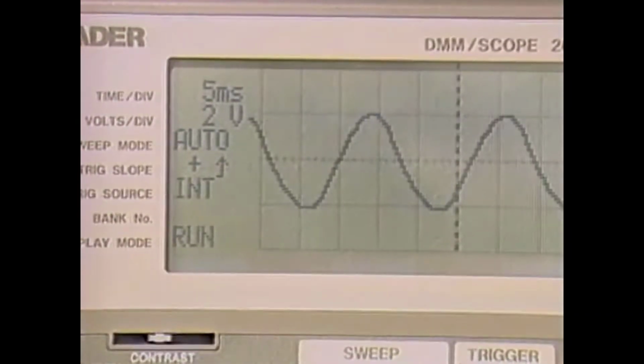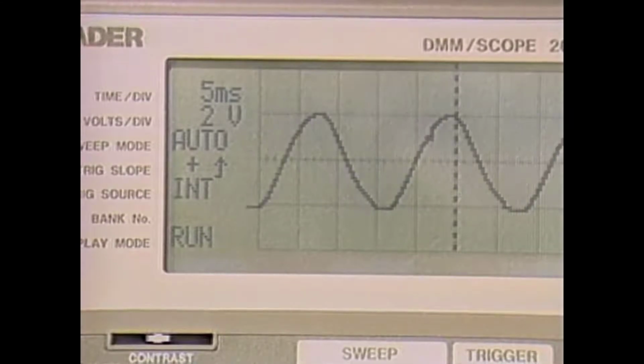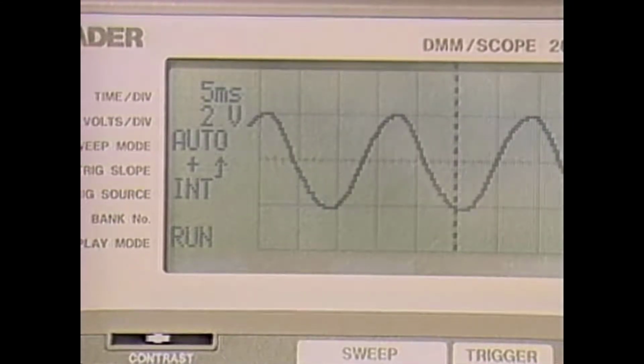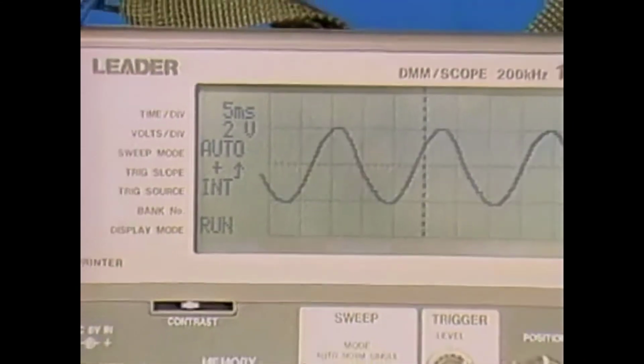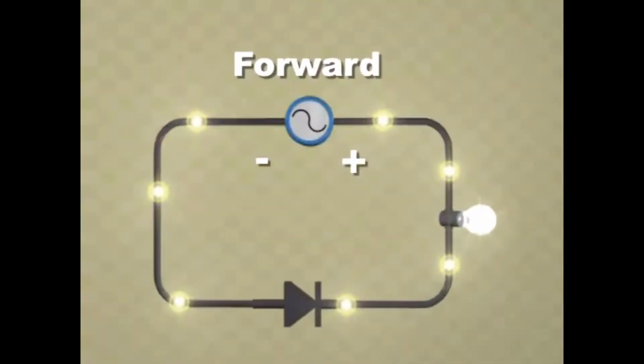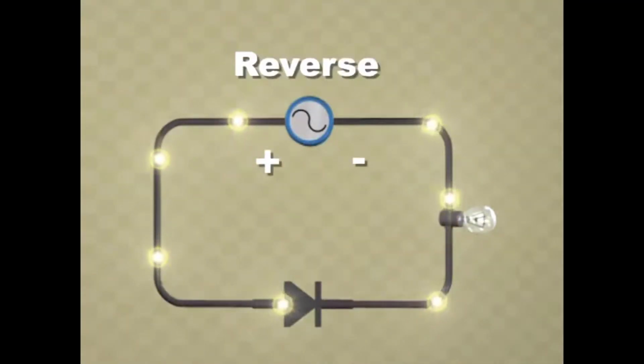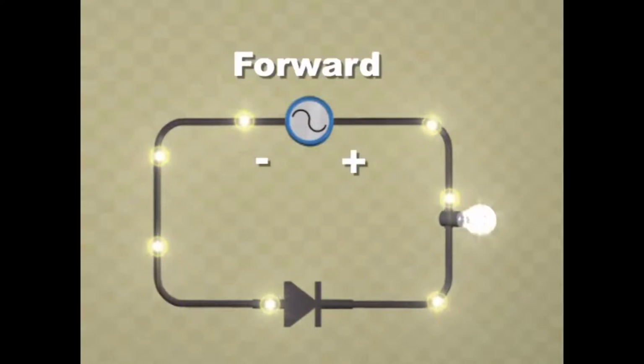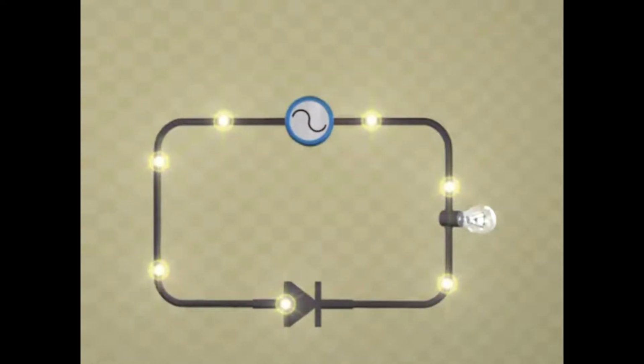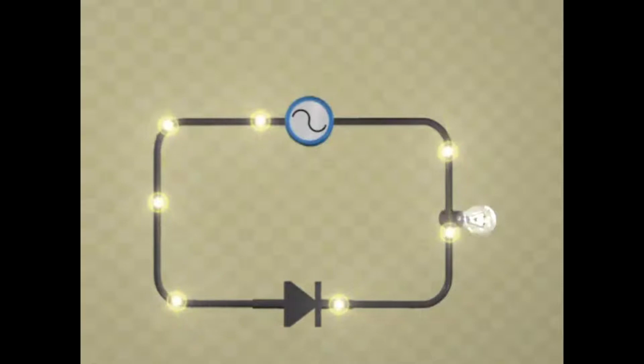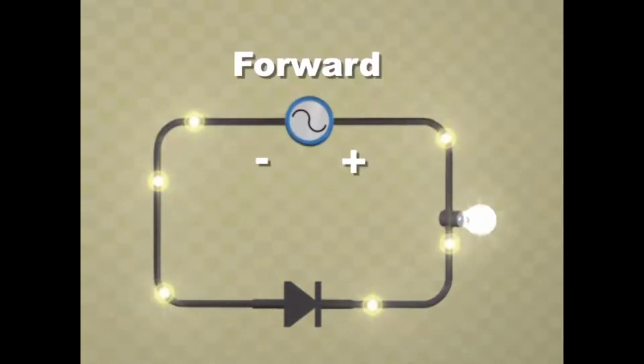This scope waveform shows alternating current. Alternating current has the polarity swing positive and then negative. Current flows one way, then the other way through the circuit. A diode will block current in one direction and then pass half of the AC current in the other direction.